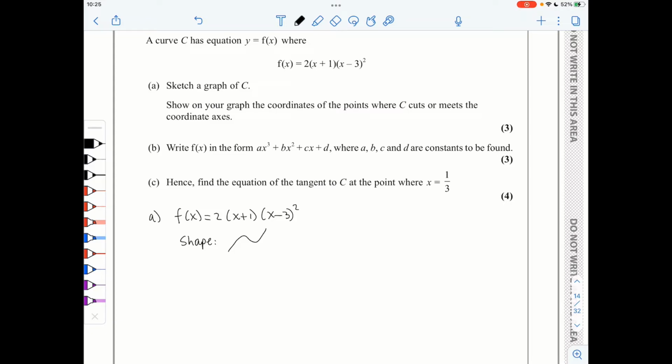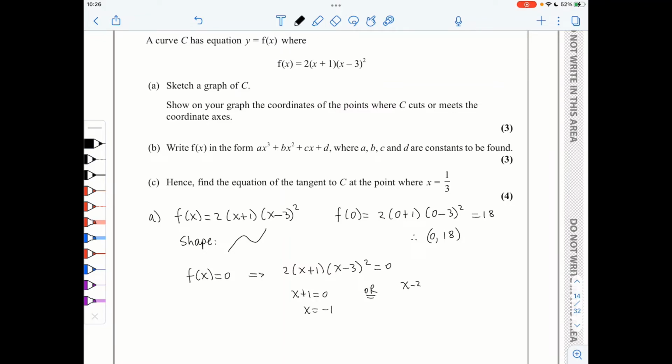We also can find the cut on the y-axis by setting x to be 0. So f of 0 will be 2 times 0 plus 1 times 0 minus 3 squared. So this is 18. So we've got a cut at 0, 18. For cuts on the x-axis, we've got f of x is 0, which means that 2 brackets x plus 1 brackets x minus 3 squared is 0. So either x plus 1 is 0, which gives me x is negative 1, or x minus 3 is 0, which gives me x is 3, but this is actually a double root.